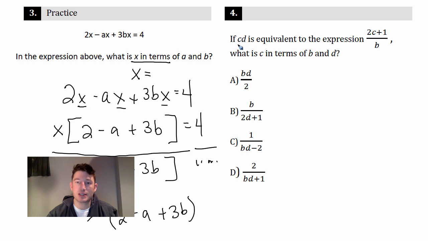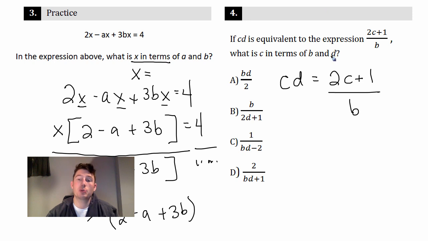So if this says CD is equivalent, that's a fancy way of saying equals. So CD is equivalent to 2C plus 1 all over B. What is C in terms of B and D? The issue we have right now is that we've got C's on opposite sides of the equation. So how do we fix that?